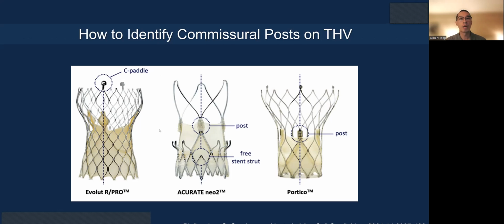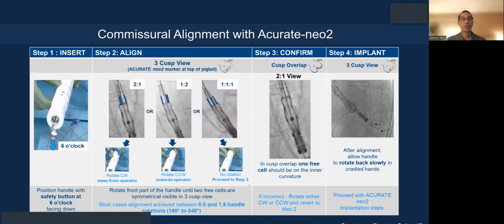Now, how do you identify these commissural posts? Each valve is different. You can see the C-tab on the Evolut. You see Acurate neo2 is right there, converging of the arches, and then the Portico, now called Navitor, has something similar as well. With the Acurate neo2 commissural alignment, it's relatively straightforward.